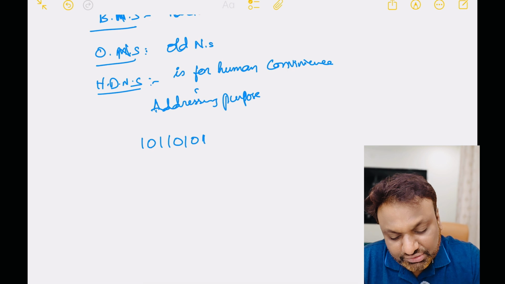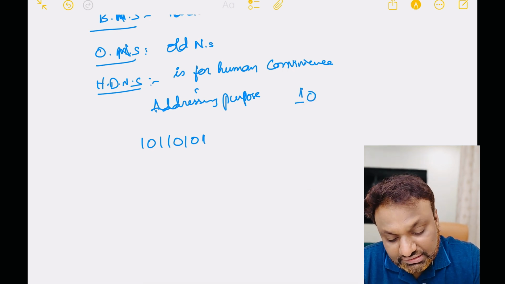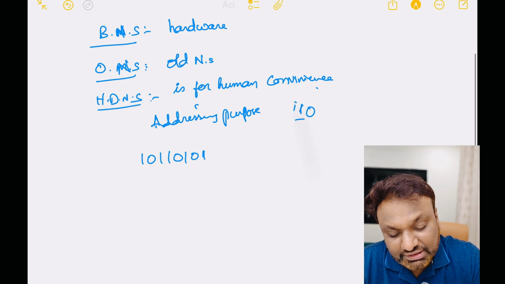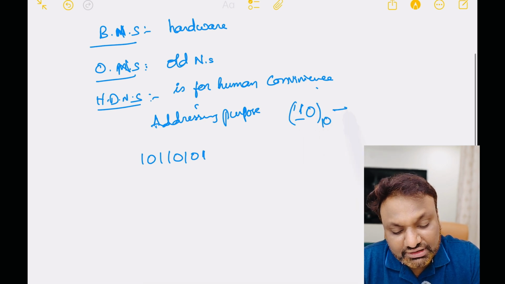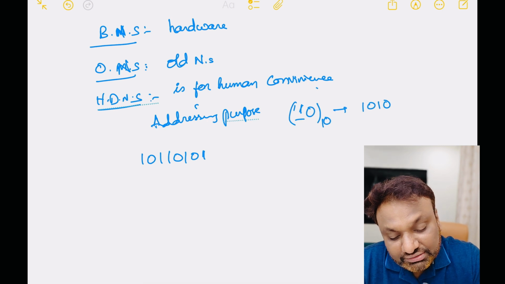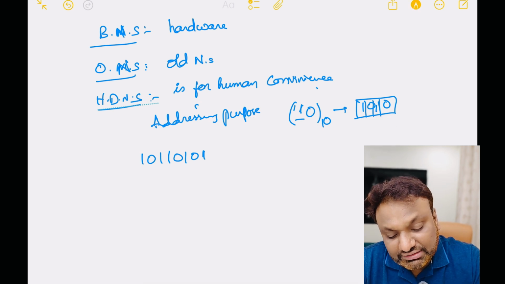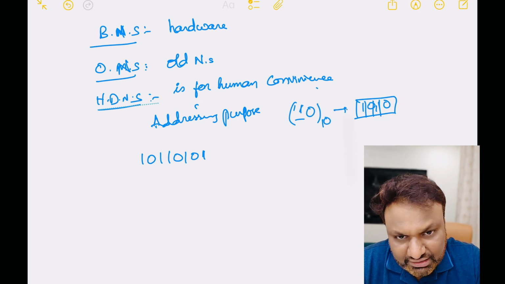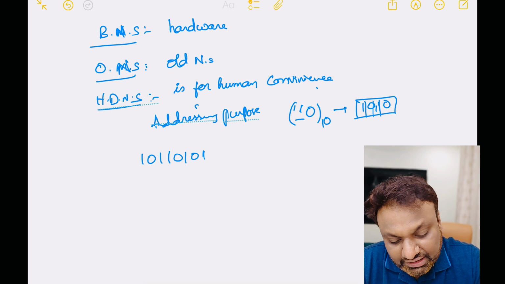Suppose I have a simple 10 in the decimal number system, then it is 1010 in the binary number system, that means 4 bits. So in order to store those 4 bits, I require a 4-bit register. To address each and every register, this particular register will have an address.